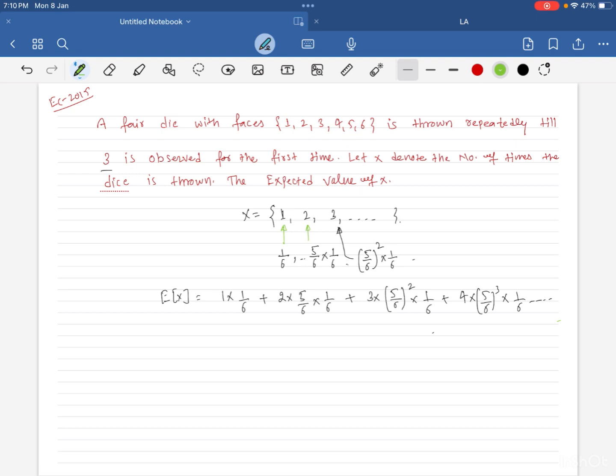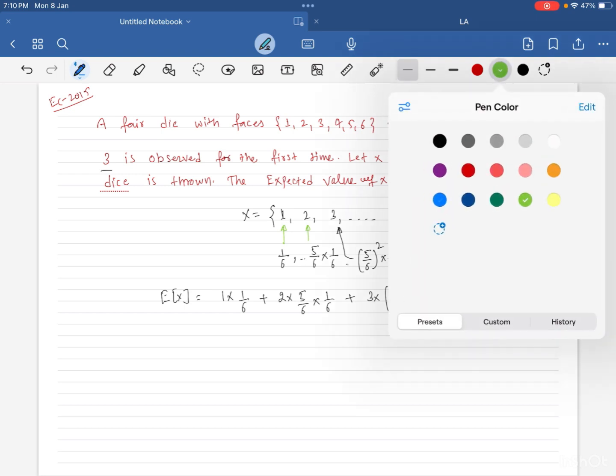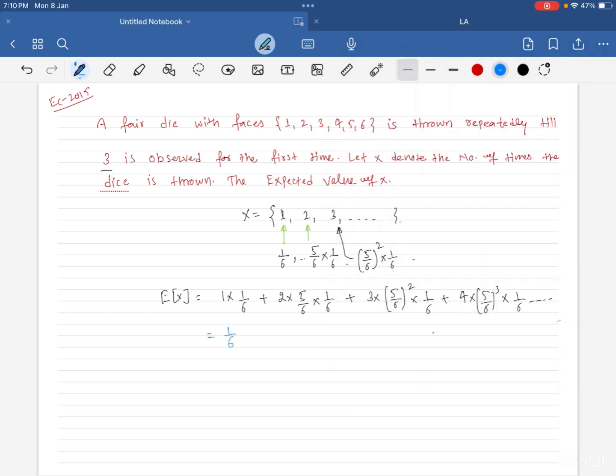So what we can do, we can take this 1 by 6 common, so that will be 1 plus 2 into 5 by 6 plus 3 into (5 by 6) square dot dot dot, right? Now we have to find this summation, right? So again you will have to use your prior knowledge, then only you will proceed further, otherwise you will end up with the calculation.